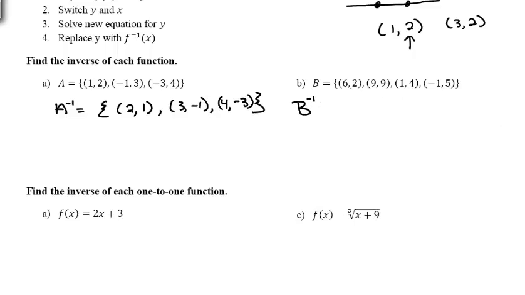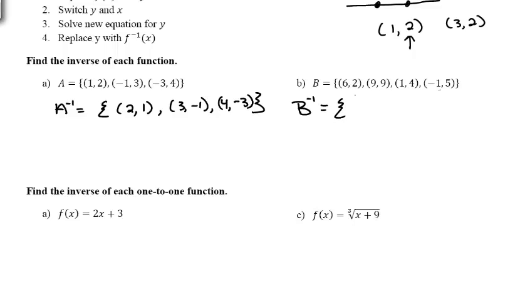So our next example, we have the points 6, 2, 9, 9, 1, 4, and negative 1, 5. So first of all, we have 6, 9, 1, and negative 1, so all the x's are different. 2, 9, 4, and 5, so all of the y values are different. So it's both a function and it has an inverse. And it's one-to-one, so it has an inverse.